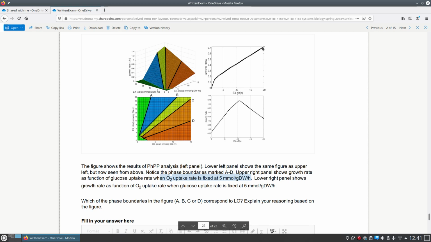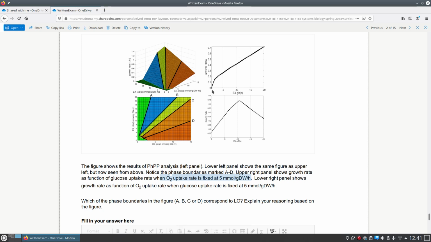We see that this one here goes all the way up to 20, which is further than this axis here brings us. So for instance, if we look at this transition here between orange and red at 5 oxygen uptake and 10 glucose uptake, that is this point here, roughly, and that corresponds roughly to this point here in our top right curve. Which means that we catch actually all our phases are shown on this graph.